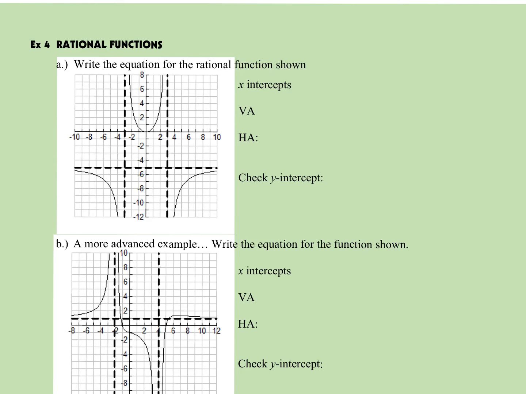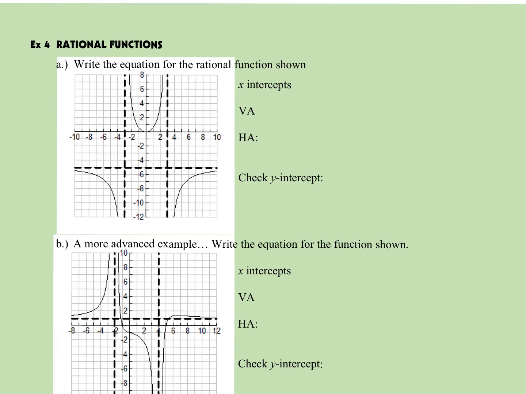We are going to go through two examples in this video, one for writing the equation of a rational function based on a graph, and the other writing the equation for a polynomial function based on a graph. Now, there are three pictures on this page. We're actually only going to do two of these. The last one is a more advanced example, and I'm going to save that one for class.